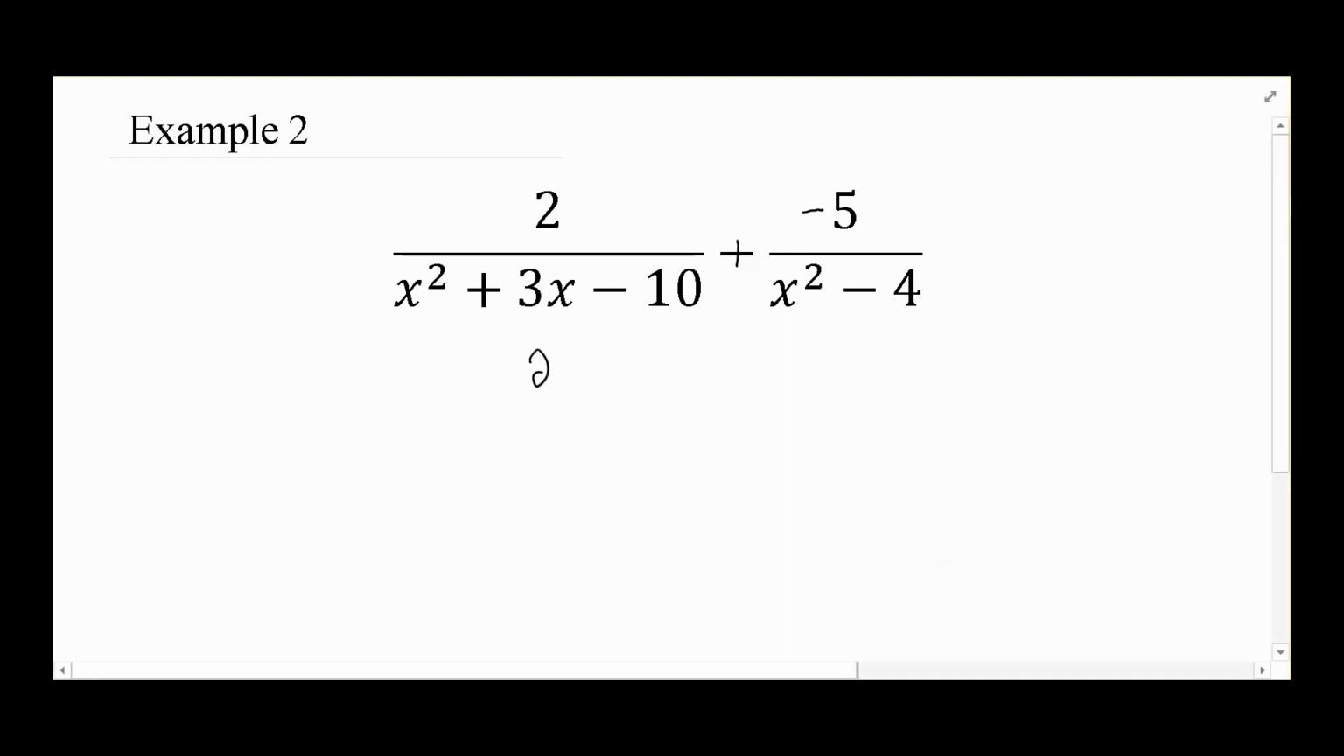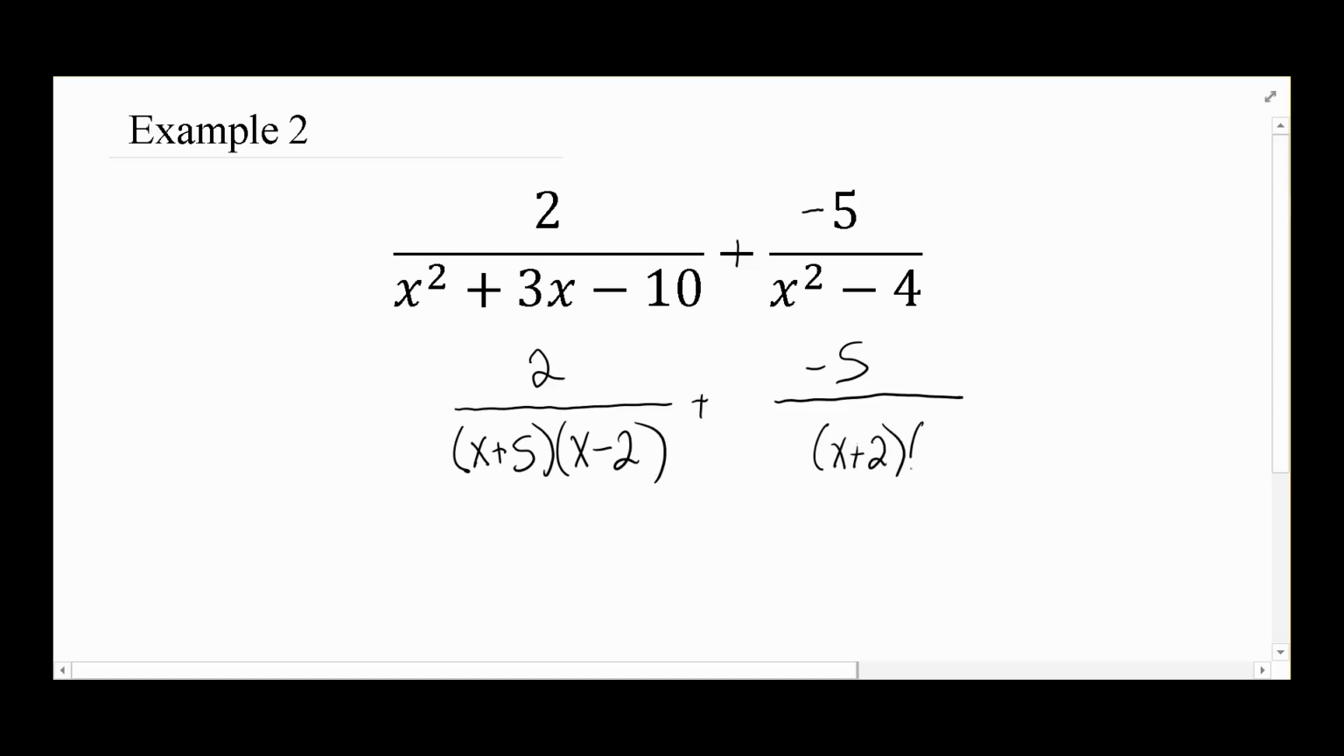But one of the keys here is to factor them. So let's factor this first one by saying what multiplies to be -10 and adds to be +3. And so that would be x plus 5 and x minus 2. And then similarly, we can factor the x squared minus 4, and that's going to be a difference of squares. That's x plus 2, x minus 2. So once we have these in this nice factored form, now we can look and say, what are we missing? So if we start with the first fraction and look at the second, we're going to look at the x plus 2, x minus 2.